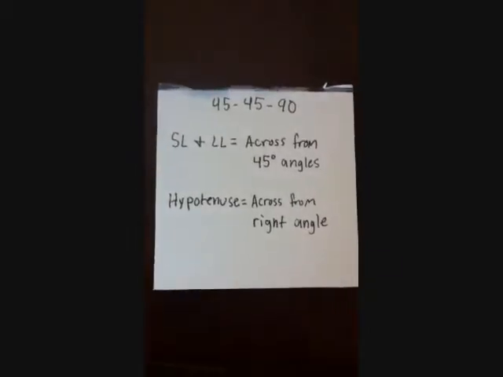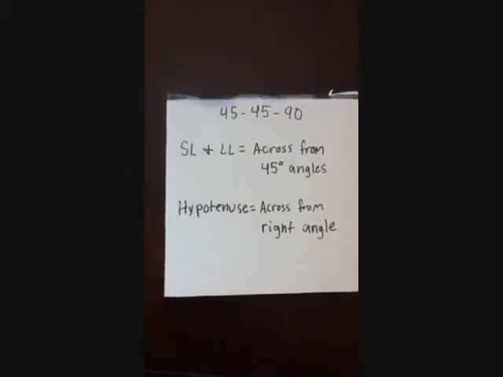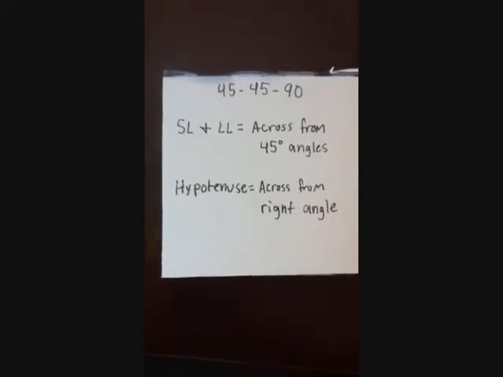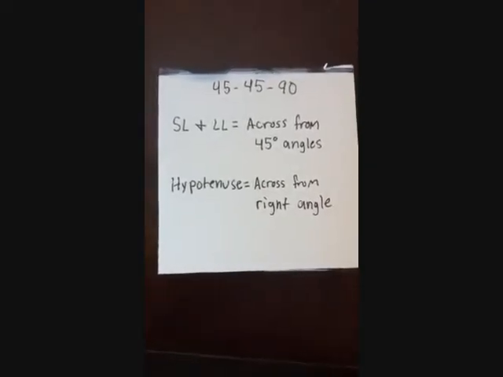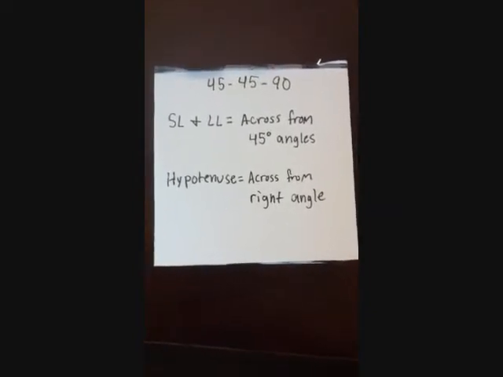Now for a 45, 45, 90, since they're two of the same angles, they're going to be the same lengths of the sides of the triangle. So the shorter leg and the longer leg are always going to be across from the 45 degree angles, and they're always going to be the same length. The hypotenuse is always going to be across from the right angle.